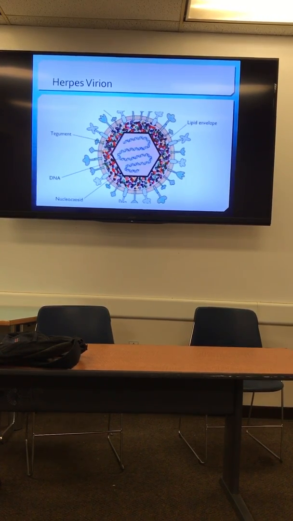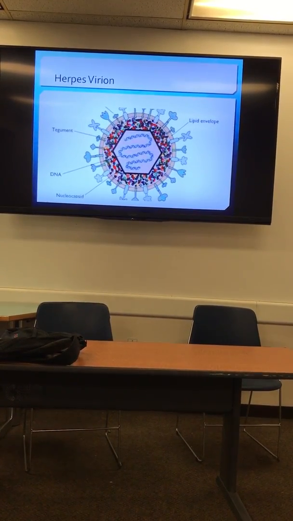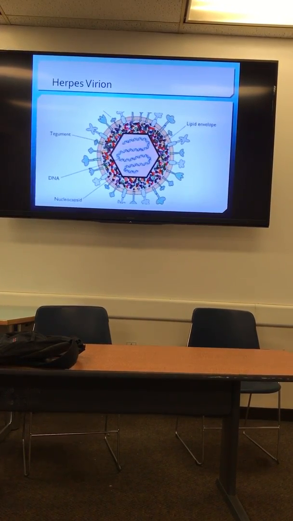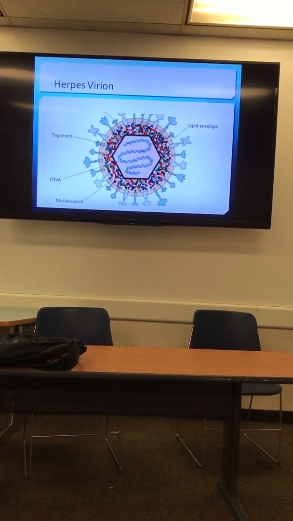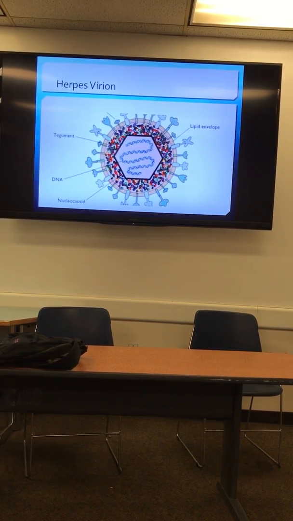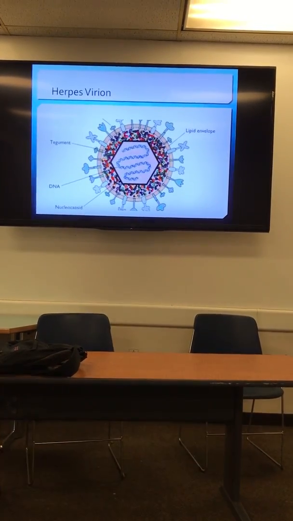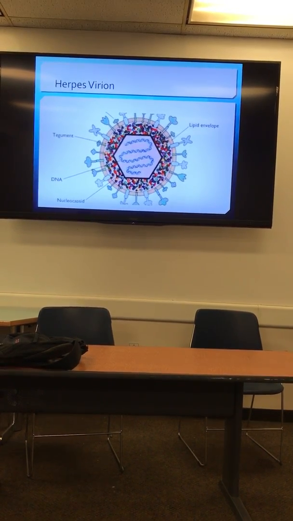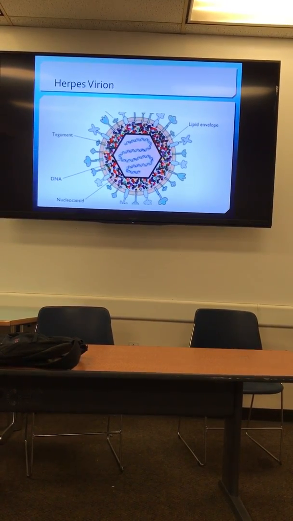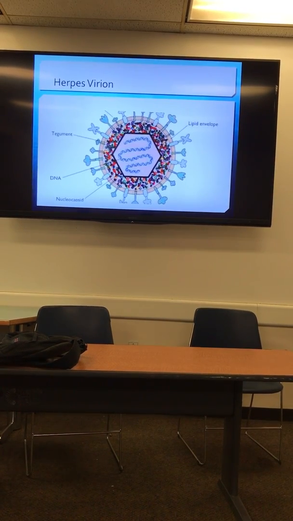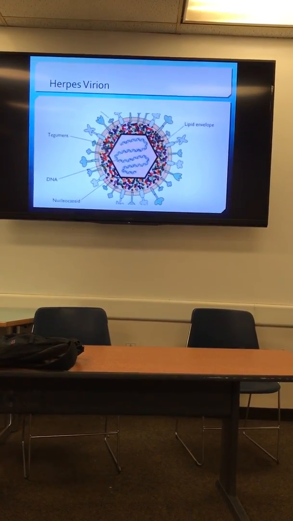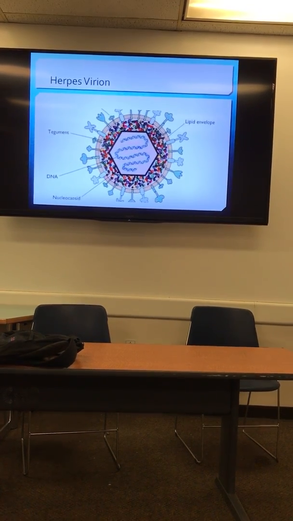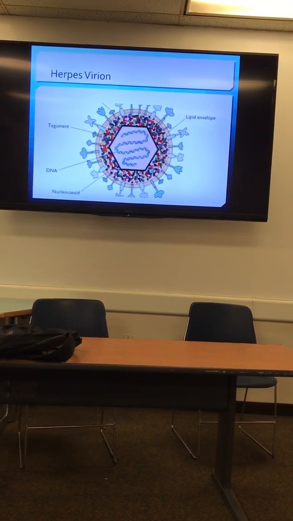So this is a picture of what a single herpes virus looks like, called a virion. And as you can see, the blue stuff in the middle is the DNA, and all the stuff sticking out of it are proteins that it uses to enter the cell. It has what's called a lipid envelope, which means that it's like a membrane, which is similar to the outsides of our cells. It's consisted of a fatty substance.